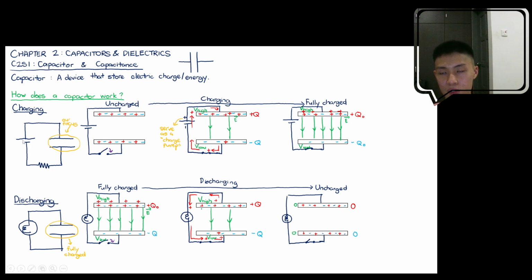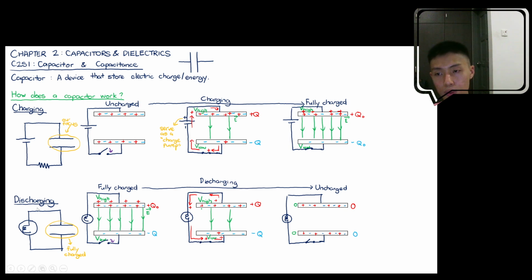So the process of connecting to a battery is like connecting a water tank to a water pump. So you are bringing water from lower places to higher places, from a low electric potential region to a high electric potential region. So now if it's fully charged, that means the tank is full, okay? The tank is full, there's no more water you can push in anymore. Okay, if you're discharging, you're connecting this capacitor now to a load, as if you're connecting the water tank to a water wheel right now.